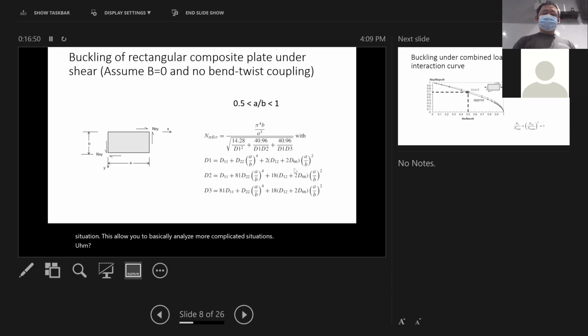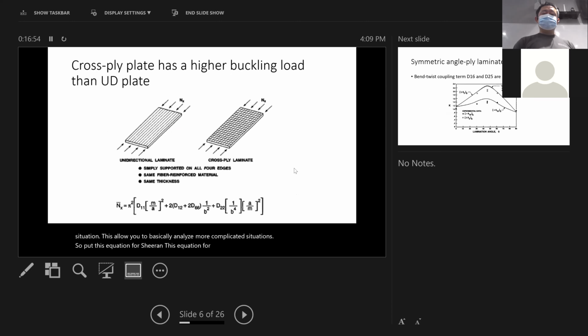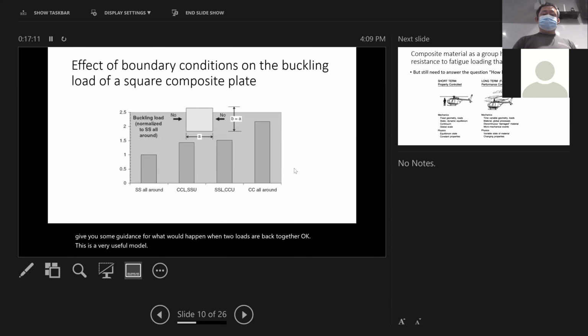So put this equation for shear and this equation for compression together. You analyze two problems and combine them, and it can give you some guidance for what would happen when two loads are applied together. This is a very useful model.